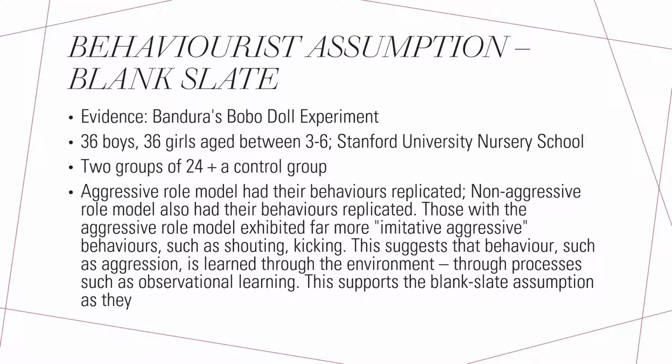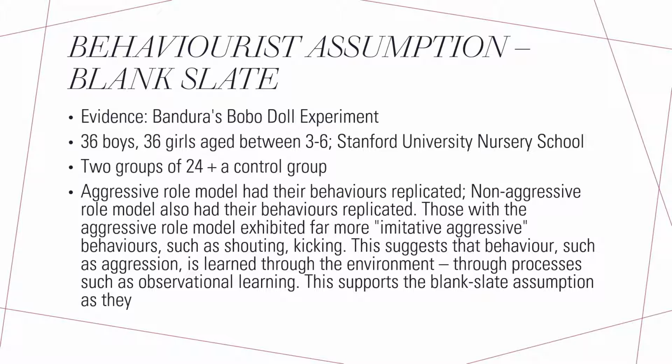So there were two groups of 24 and a control group. So an aggressive role model, which was somebody helping out Bandura, displayed aggressive behavior towards a Bobo doll. Once the children who observed that role model were allowed access to the Bobo doll, they replicated these aggressive behaviors. However, in the other group, the role model displayed non-aggressive behaviors to the Bobo doll. When the children were exposed to the Bobo doll, these behaviors were also replicated. So those children in the second group were not aggressive to the Bobo doll.